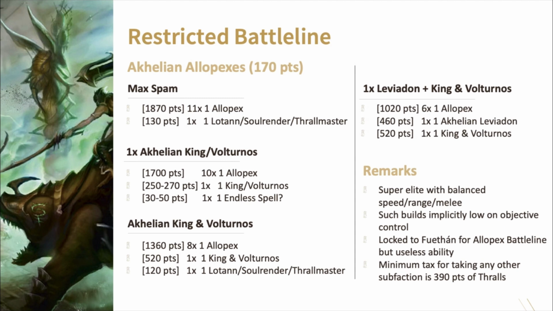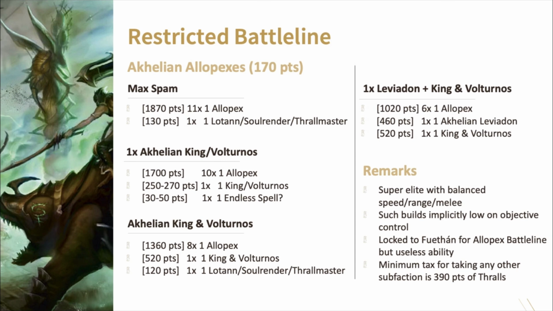And that's that list. So remarks here, it's super elite with balanced speed, range, and melee, but such builds are implicitly low on objective control. As I mentioned, you're locked to Phaeton for the Alopex battle line, but its ability is kind of useless, the Bloodthirsty Shiver. I think it's a trap. And the minimum tax for taking any other sub-faction here is 390 points.